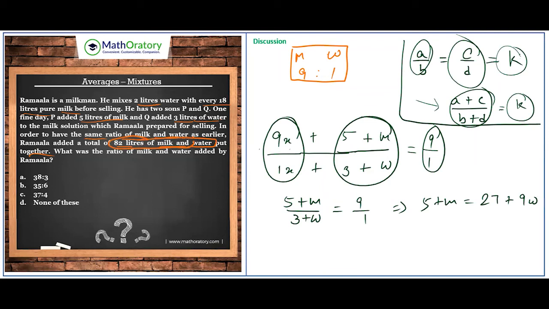So if that is the total, then this M should be equal to 82 minus W, right? So the left hand side becomes 5 plus 82, which is 87, minus W is equal to 27 plus 9W. You can solve this: 10W is 60, so W is equal to 6. Once you obtain that the water is 6, you can easily figure out that M is 82 minus this, that is 76. We're looking for the ratio of these two. 76 is to 6, which reduces to 38 is to 3. So option A is the answer for this question.